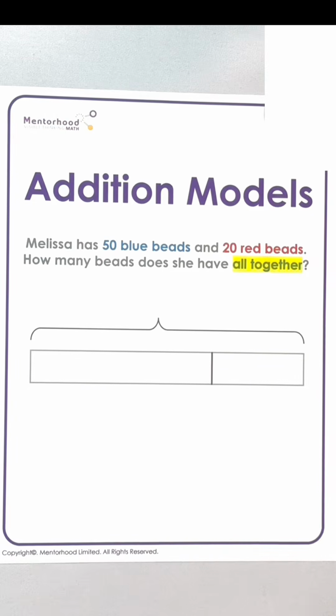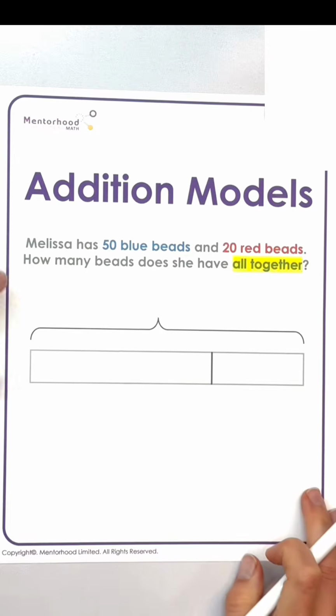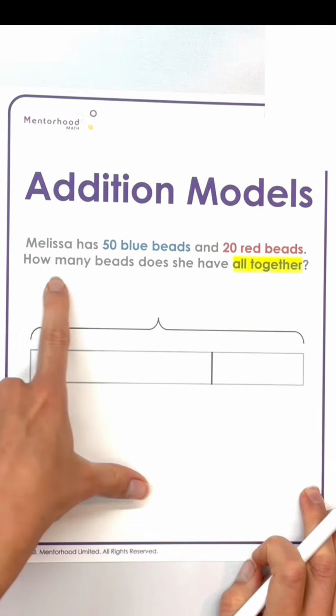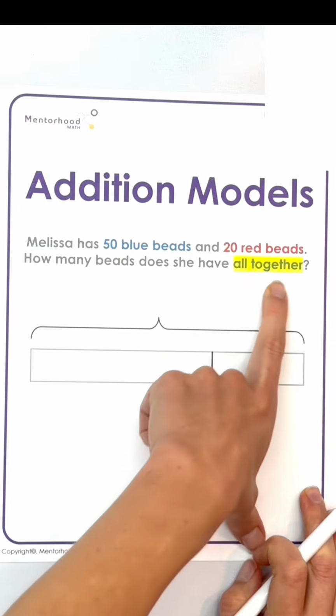Let's learn how to use an addition model. So we're going to use a bar model for an addition question. Melissa has 50 blue beads and 20 red beads. How many beads does she have all together?